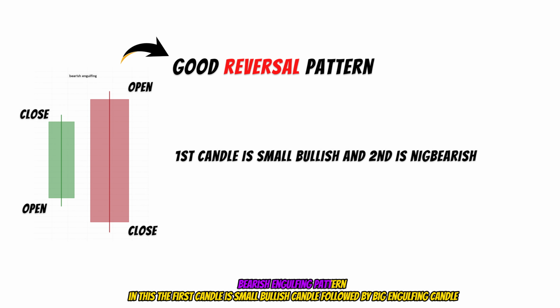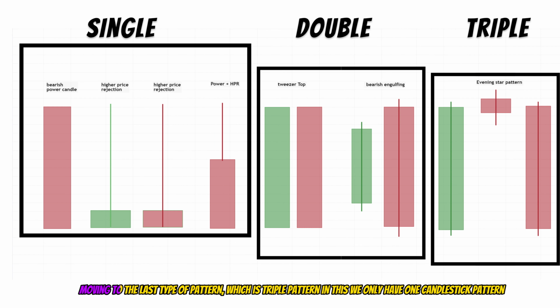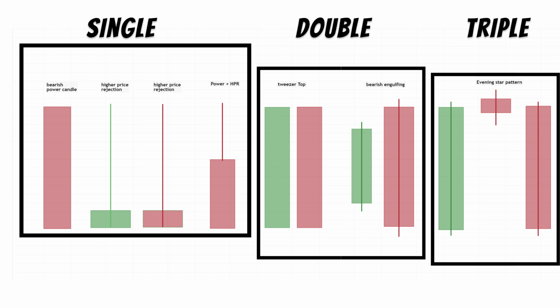Bearish engulfing pattern. In this, the first candle is a small bullish candle followed by a big engulfing candle. With this, we have completed bearish double patterns. Moving to the last type of pattern, which is triple pattern. In this, we only have one candlestick pattern.